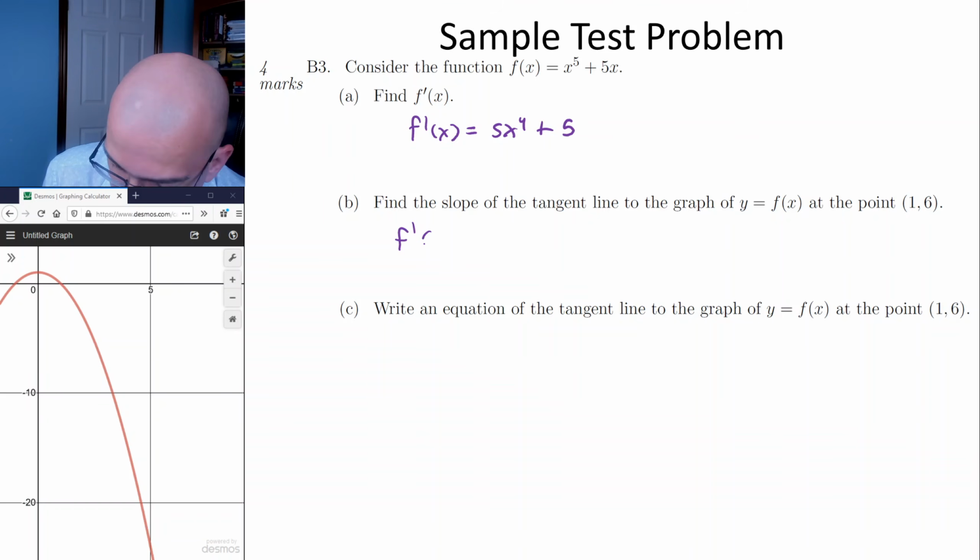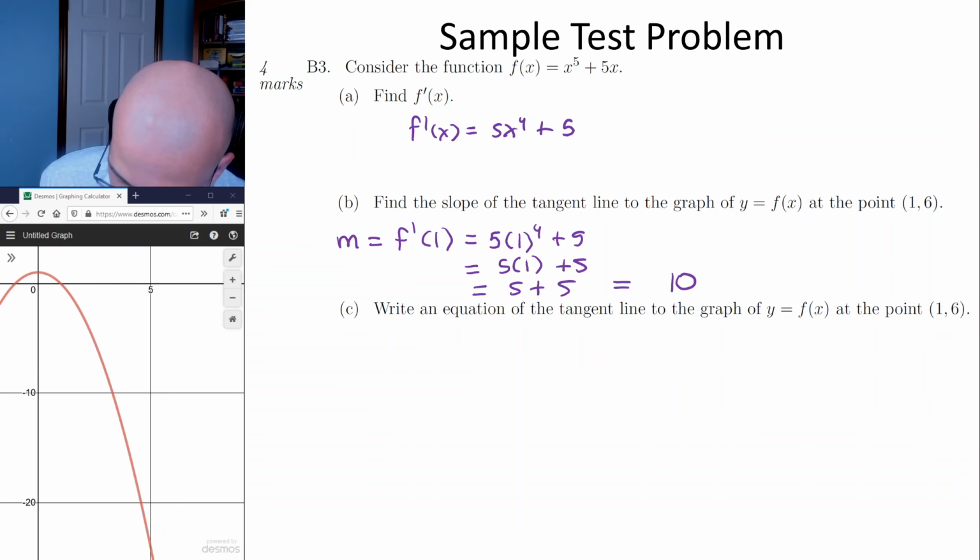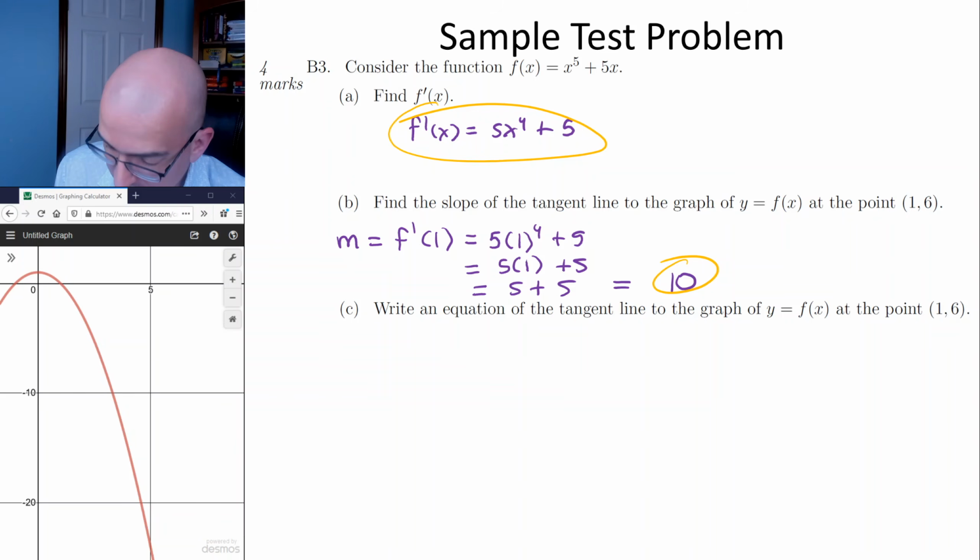So f prime of 1 is our slope m. So 5 times 1 to the 4 plus 5, which is 5 times 1 plus 5, which is 5 plus 5, which is 10. Well, that part's done. Then the last part is write an equation of a tangent line to the graph of y equals f of x at the point 1, 6.